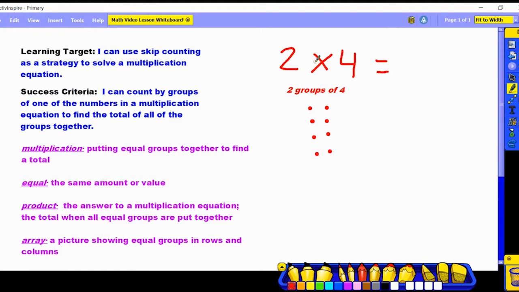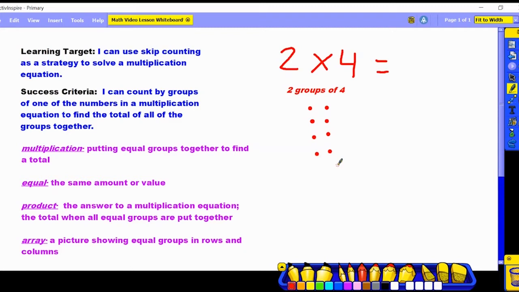So on our screen, we see our familiar fact. We've worked with this equation a couple of times now, 2 times 4, which we know just means we're thinking about 2 groups of 4. And I also drew an array here showing 2 columns of 4, 2 lines going up and down of 4 dots in each one.